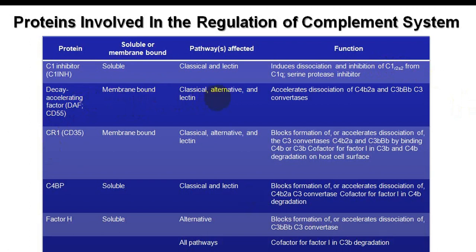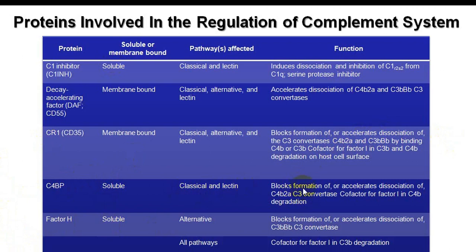Complement receptor type 1 is a membrane bound factor. It also controls the classical, alternative, and lectin pathway. It blocks the formation or accelerates the dissociation of C3 convertase. C4b binding protein is always called friend and foe, or friend or foe, by the research paper. It's a soluble factor found in classical and lectin pathway.